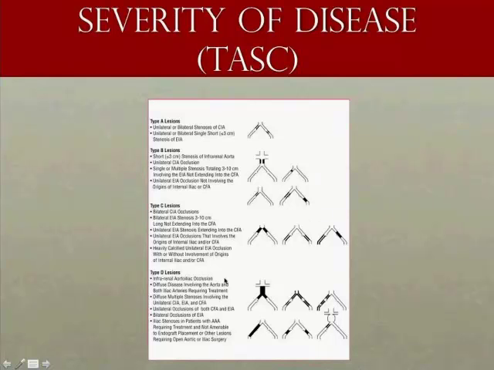And then finally, type D involves significant occlusions involving the abdominal aorta, the common iliac arteries, and also significant disease that involves both the iliac system and the common femoral artery.